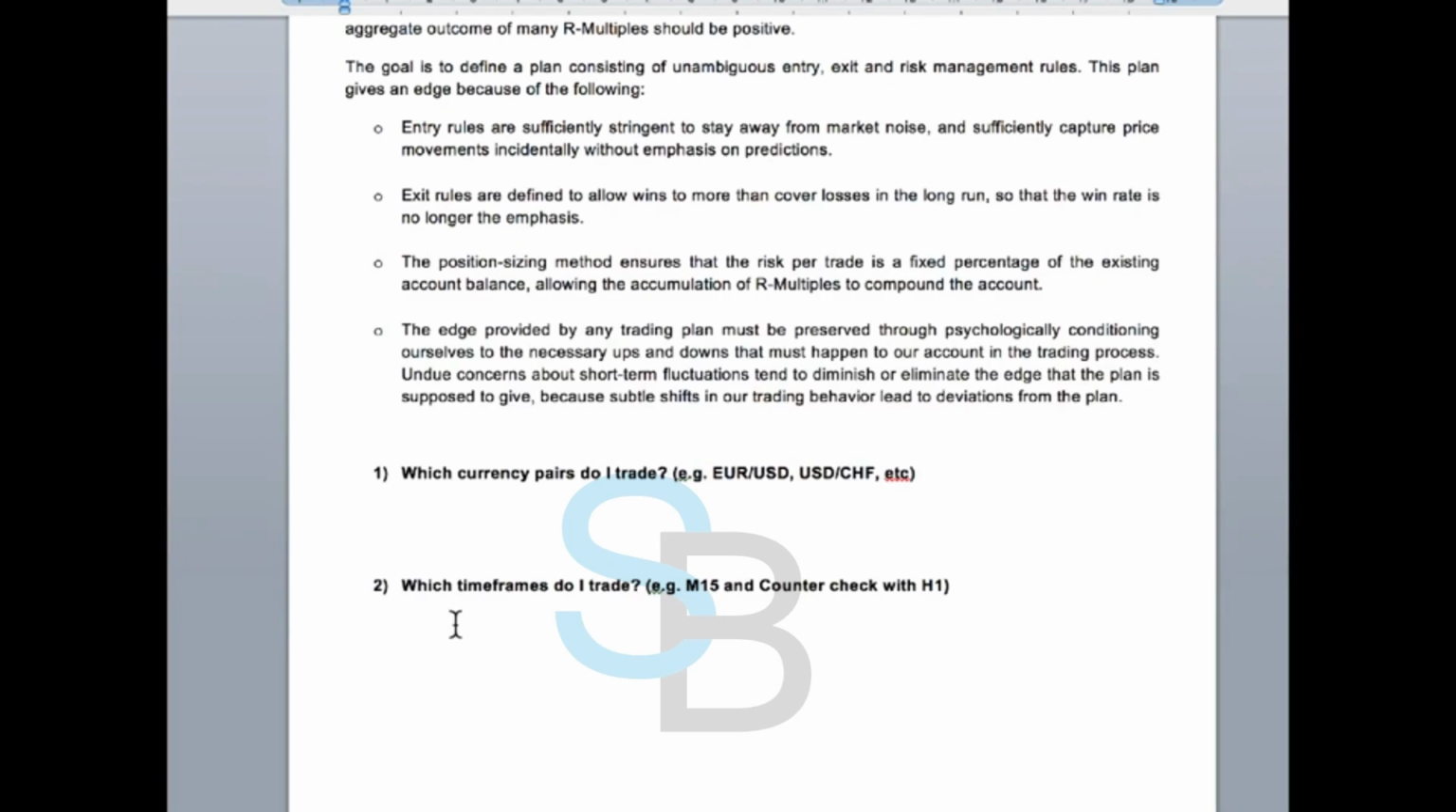Next, which time frames do you trade? Personally, for me, I only trade the M15 candle, the 15-minute candles. I find they work the best. So if you'd like to follow my plan, you can just write M15.